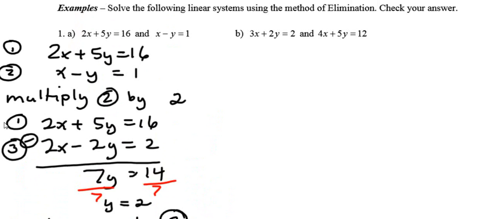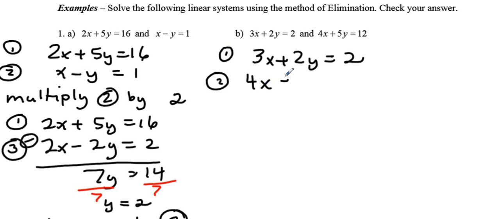So I want you now to think about how you're going to try to solve the next one. This one, I'll set it up for you. 3x plus 2y equals 2 is our first equation. Our second equation is 4x plus 5y equals 12.